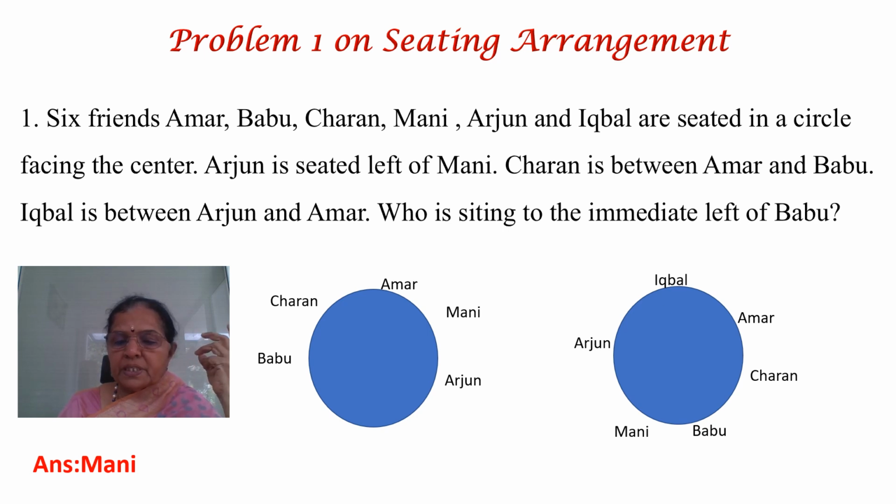Now, the first thing is read the problem carefully. Then draw the circle according to the statements. There are how many statements given? First statement, Arjun is seated left of Mani. The second is Charan is between Amar and Babu. And third statement, Iqbal is between Arjun and Amar. So 3 informative statements are given. So you have to follow each and every statement meticulously without ignoring any statement.